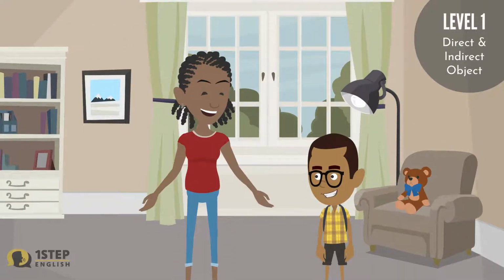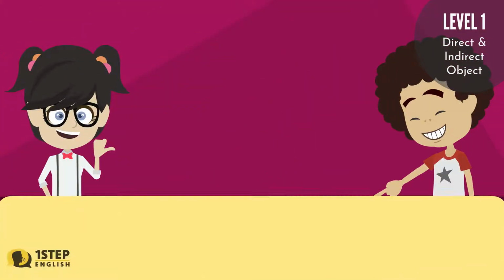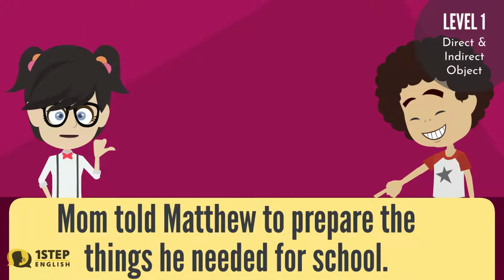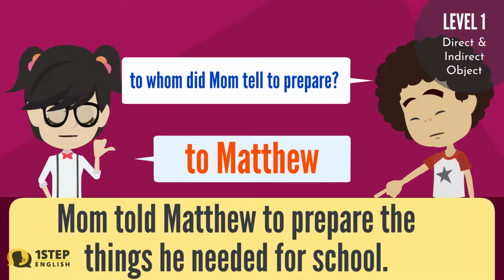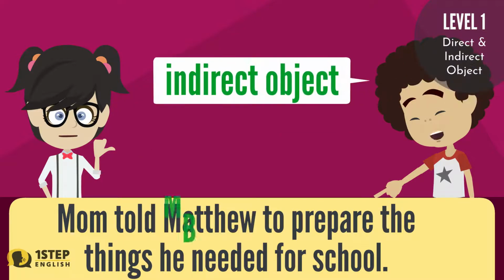Mom told Matthew to prepare the things he needed for school. To whom did Mom tell to prepare? To Matthew. Matthew is the indirect object.